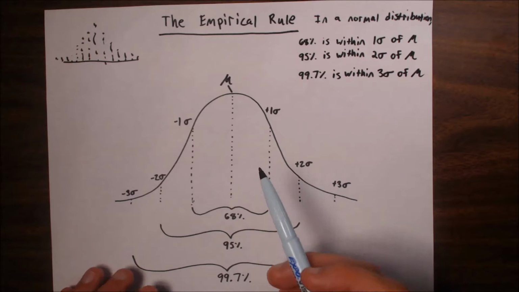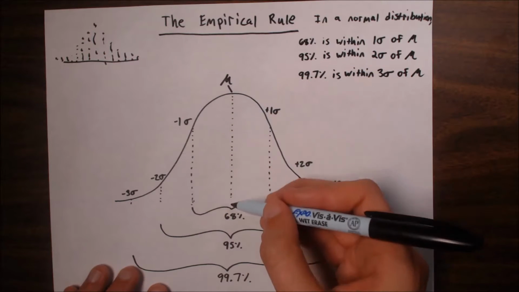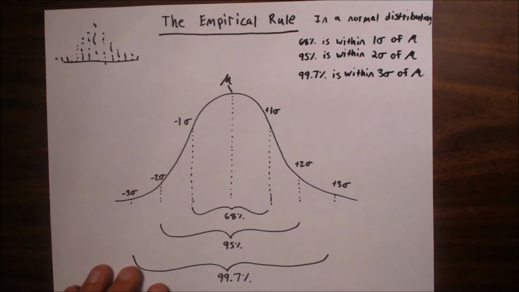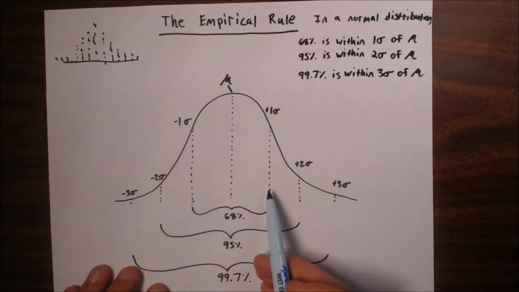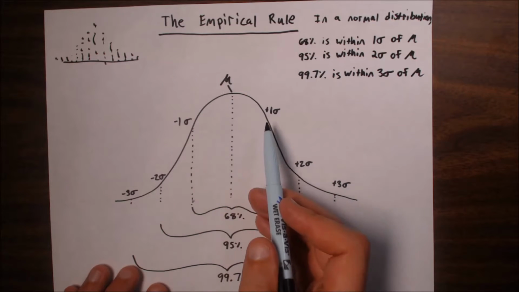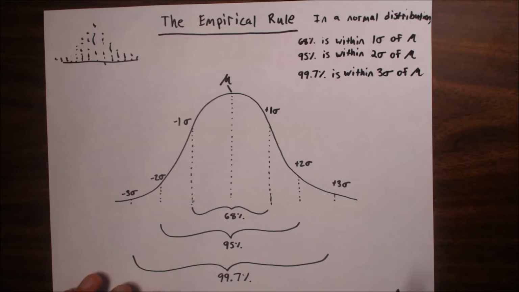Another property of normal distributions is that the mean of the data set is in the middle and it's symmetrical on both sides. So what this means is most of the data is going to be lumped up here in the middle, and the further you get away from the mean, the less data you'll find out there.